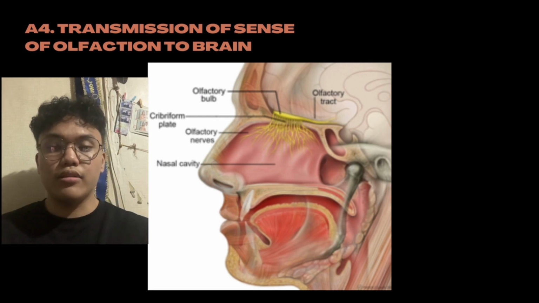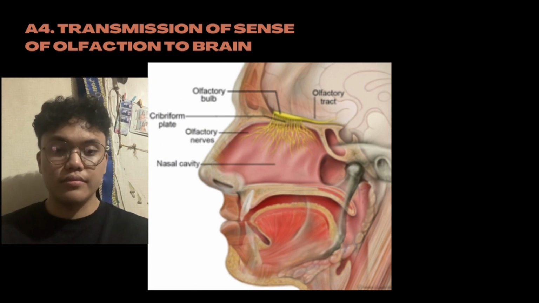The cribriform plate of the ethmoid bone forms the roof of the nasal cavity and represents the lowest portion of the anterior midline skull base. The cribriform plate transmits the olfactory nerves that carry the sense of smell.